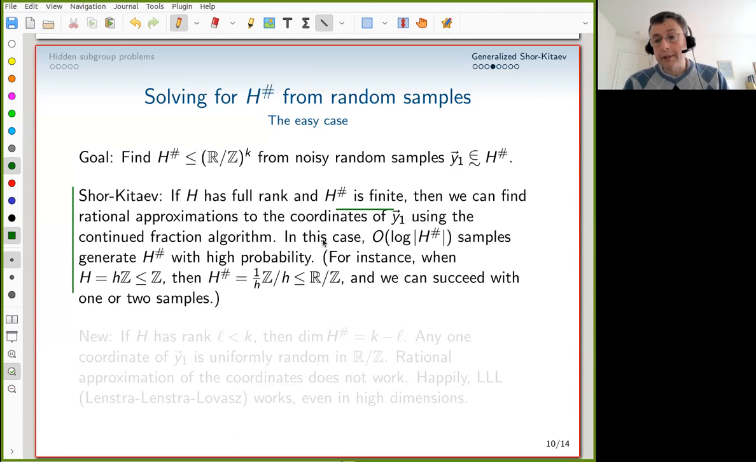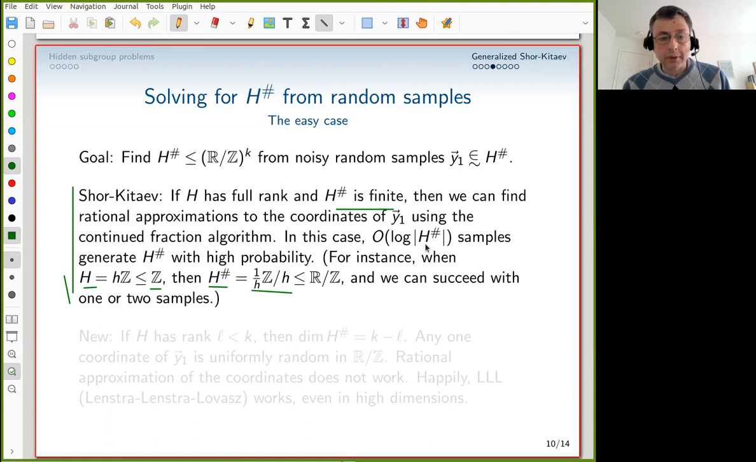How many samples do you need? Well, in the traditional textbook expositions of Shor's algorithm, this is actually the one-dimensional case. H is a sublattice of Z itself. H sharp is a finite cyclic subgroup of the circle. And two samples will give you the period, the integer period little h, with good probability. Even if you just have one sample, you'll probably get a large divisor of little h. It's good enough. In higher dimensions, you need polynomially many samples, log of this exponential thing. Anyway, it works. It's been recognized for quite a while.